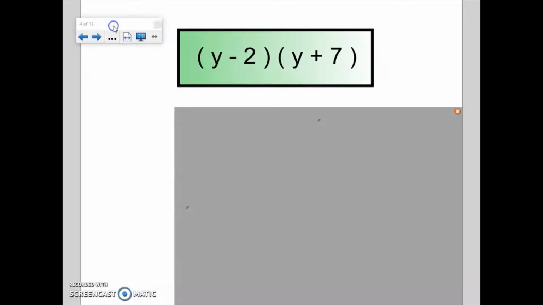Another question for you to have a go at. So if you could pause the video at this point and expand the double brackets, showing me your full working out.